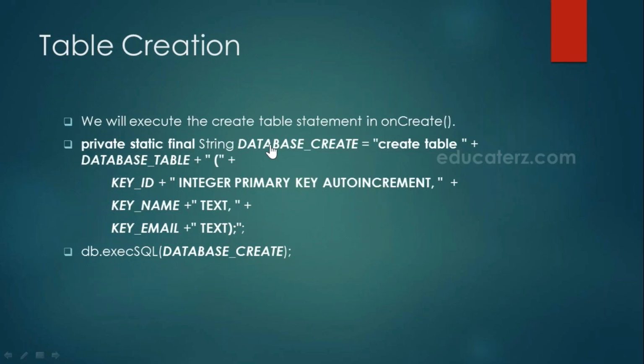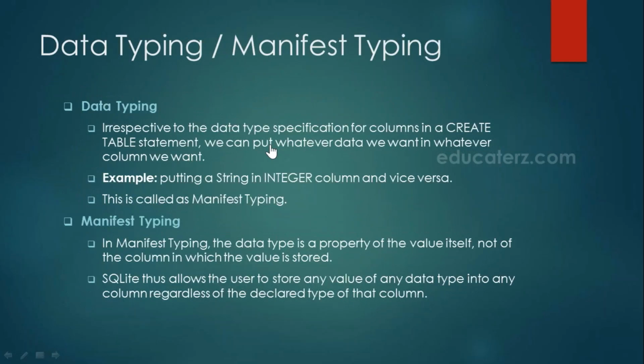But in Android, irrespective of the data type definition you provided in your create table statement, we can put whatever data in whatever column we want. That is called manifest typing. In manifest typing, the data type is a property of the value itself, not of the column in which the value is stored. So irrespective of the data type declared for that particular column, you can put whatever data in whatever column. That is the difference between data typing and manifest typing.